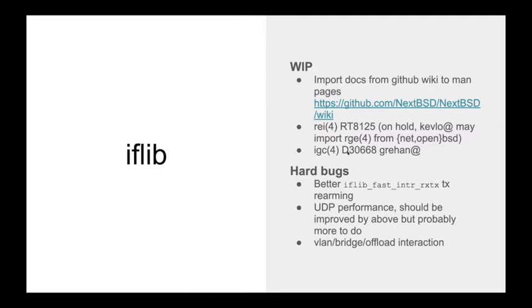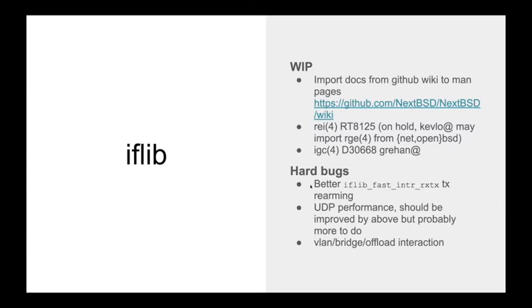Then Peter Grehan has support for Intel's IGC. This is a 2.5 gig part. It's extremely similar to IGB, so there'll be a lot of crossover there for bug fixes and improvements and things like that. I don't know when this will start showing up on hardware, but it seems like this will be a common driver going forward on at least client platforms, if not embedded devices and stuff like that.